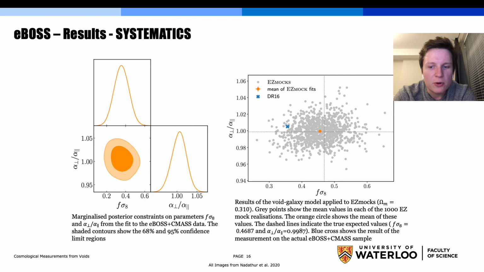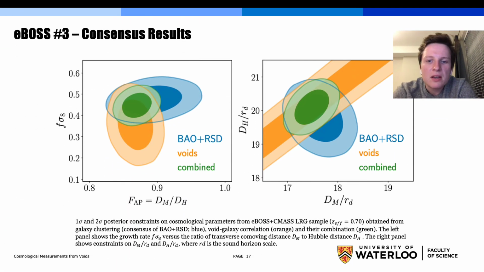So these are our results for the void-only measurements. And on the next slide, let's see how well this compares with eBOSS consensus results. We can see how well these measurements compare with measurements from BAO and RSD. In blue, we see the consensus results for this technique. In orange, we see results from just voids, and in green, we have combined BAO, RSD, and voids to get the most accurate and most precise measurements that we can.